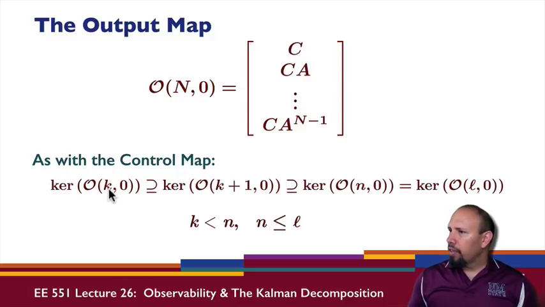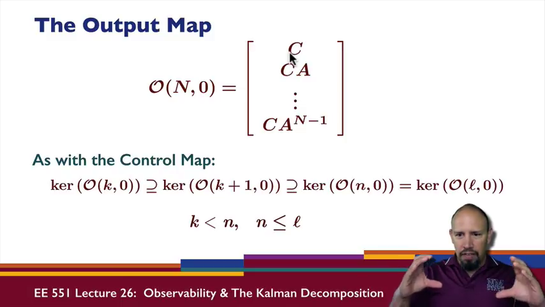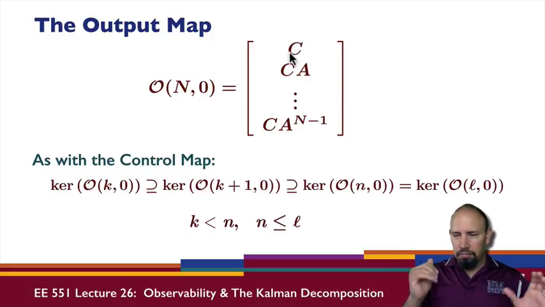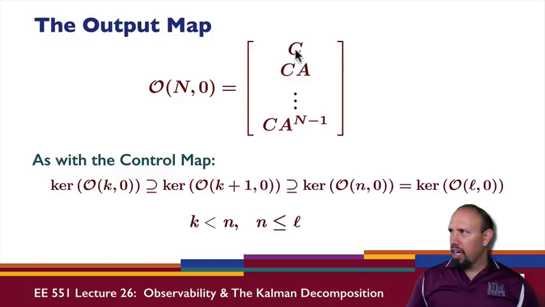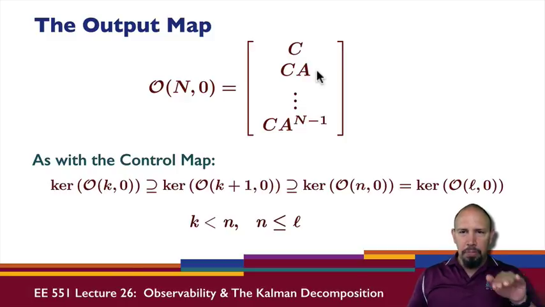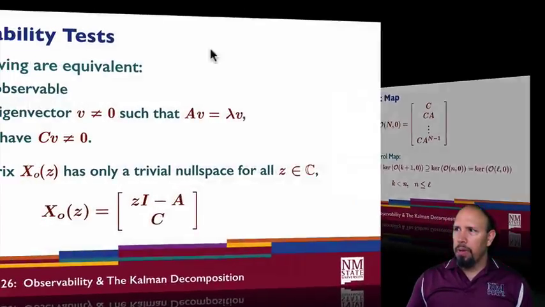Remember, if, for example, K is equal to 1, the output map is only C. And C in general is fat, and so it has a non-trivial kernel. If I add C times A, now I'm making the matrix a little taller, so it's not quite so rectangular. It's getting closer to square. This will generally have a smaller kernel because there are more rows, and the vector has to be orthogonal to all of them. And so that's why we have this nesting property of the output map.